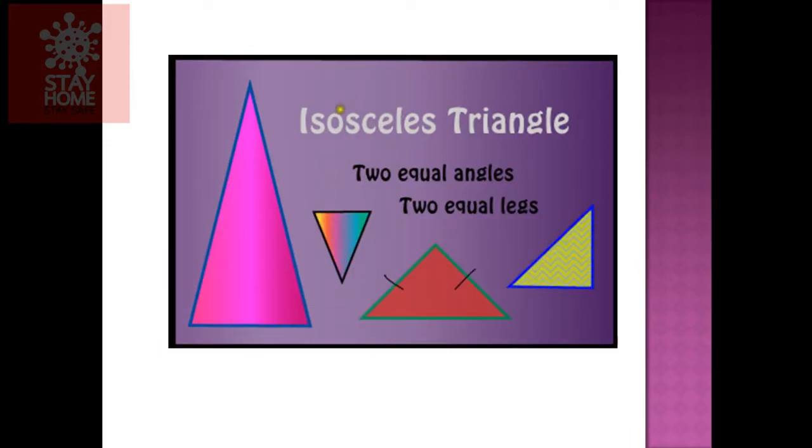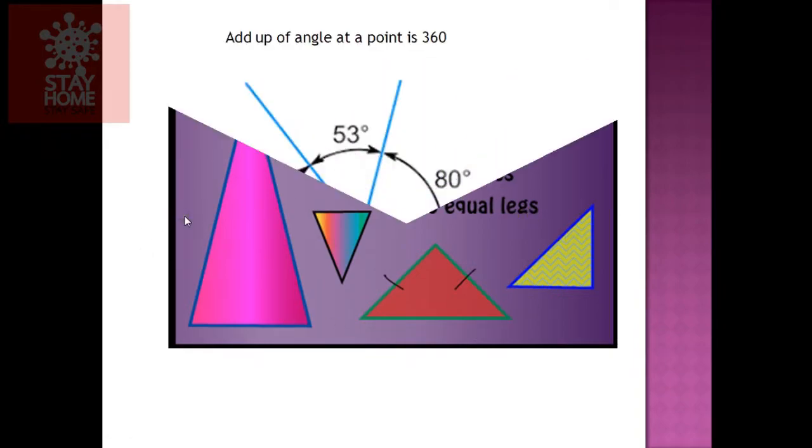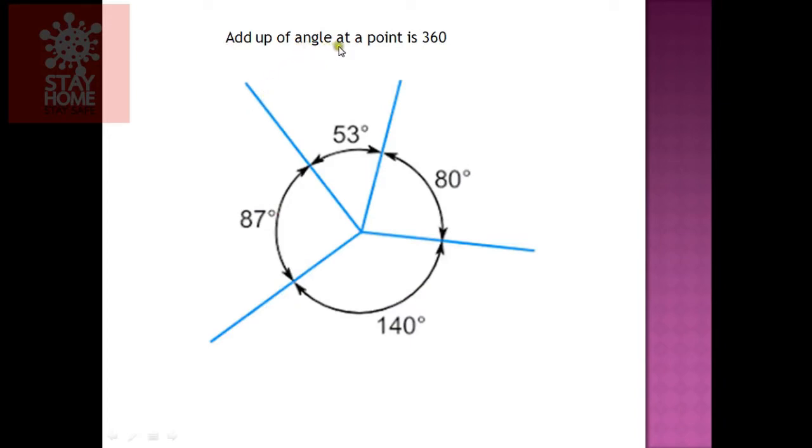Again, two angles and two sides equal, so it is called an isosceles triangle. These are different types of isosceles triangles. The sum of the angles at a point is 360. It means that if you start from this point, go to all the points and come back here, like in a circle, the sum will be 360 degrees.